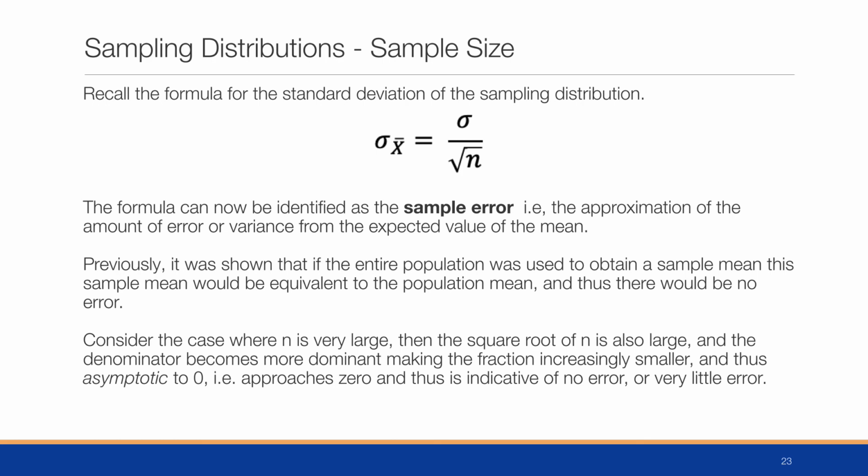Consider the case where n is very large, and take the square root of n, it's also large, and thus the denominator becomes more dominant, making the fraction increasingly smaller. Thus, this fraction ends up being close to 0, when it approaches 0, which we call asymptotic. Asymptotic basically means something that approaches a value, in this case 0, and in this case it's indicative of no error or very little error.